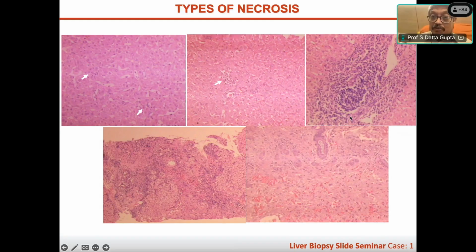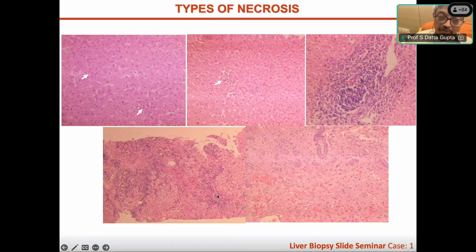Then another type of necrosis is when the limiting plate is destroyed, that is called interface or piecemeal necrosis. Very good. So you have spotty necrosis, single cell, group of cells, confluent necrosis. If you want to qualify extensive, it will be a bridging necrosis between portal to portal, portal to central, or central to portal. Of this, which is worse? Worse is portal to central. It can be central to central or portal to portal.